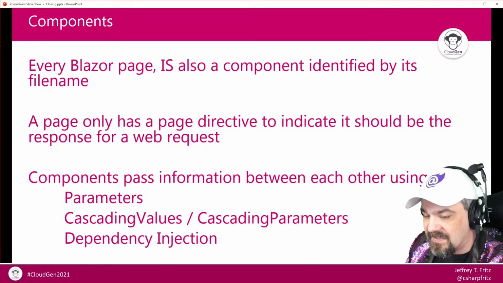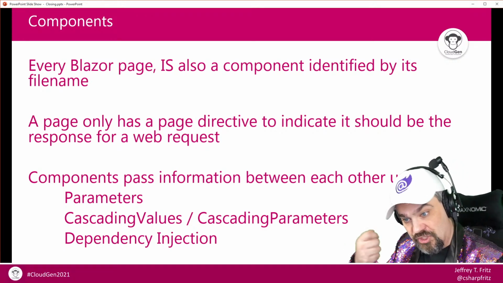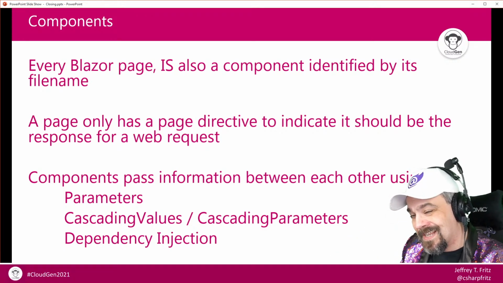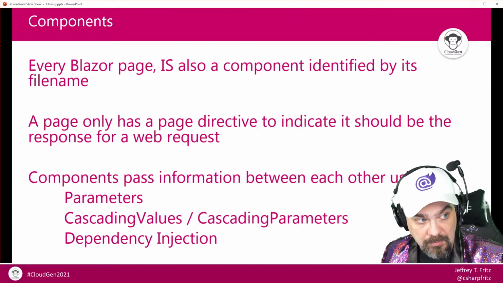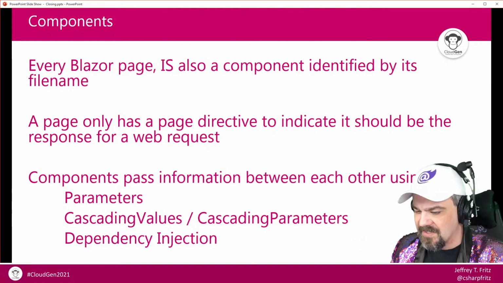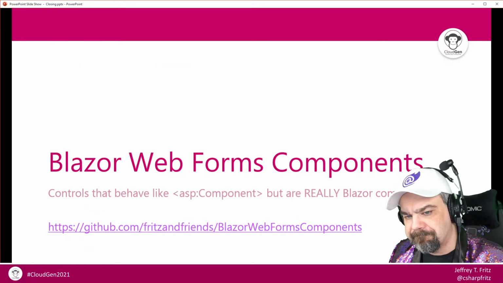You can use dependency injection to inject and make things available inside of your components to work with and collaborate with the rest of the Blazor application.